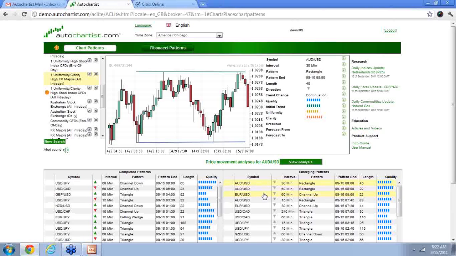Okay, so that's why you want to work those two together. And again, you want to work uniformity with clarity, and you want to work initial trend with the breakouts when you're doing these searches.